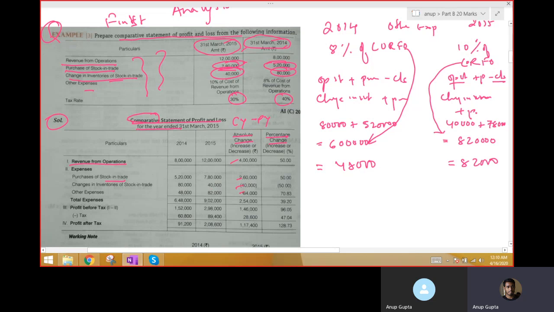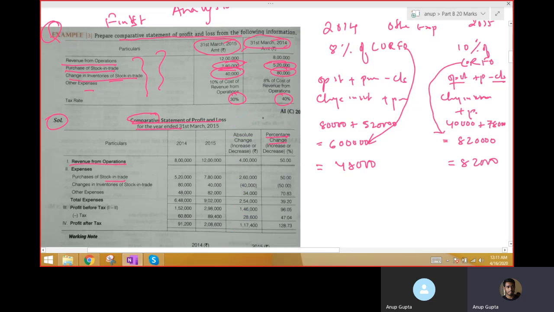82 minus 48 is 34. 9 lakh 2 minus 6 lakh 48,000 is 2 lakh 54. 2 lakh 98,000 minus 1 lakh 52 is 1 lakh 46. 89,400 minus 60,800 is 28,600. 2 lakh 8,600 minus 91,200 is 1 lakh 17,400. Got this column also. Now the last column.